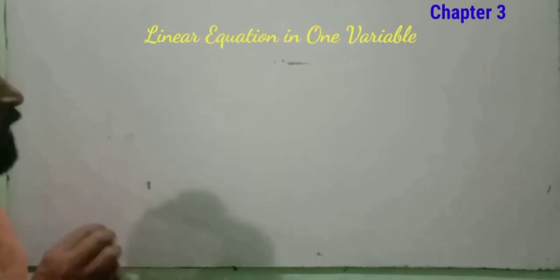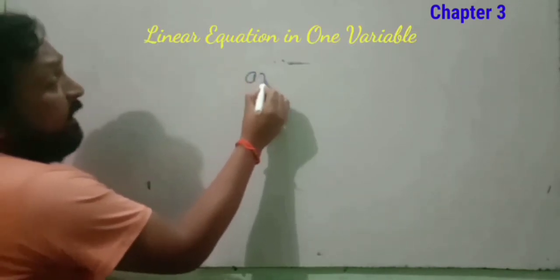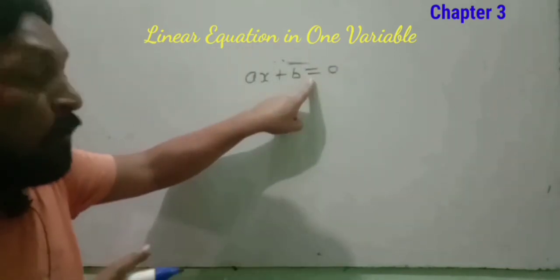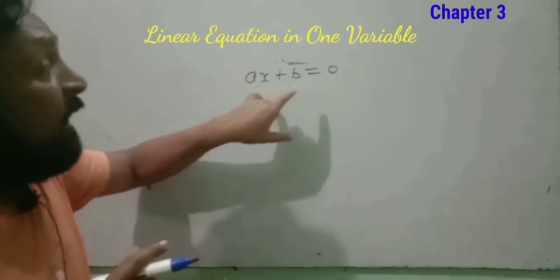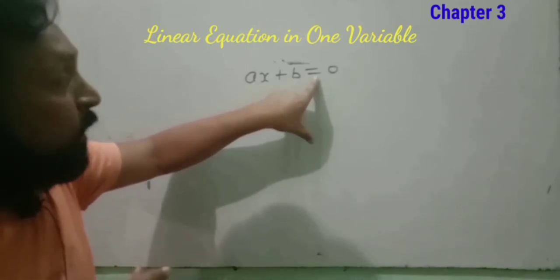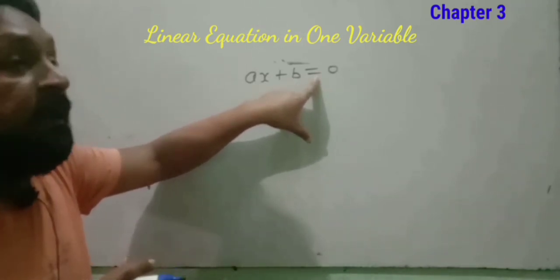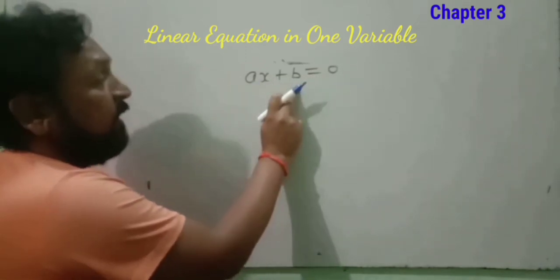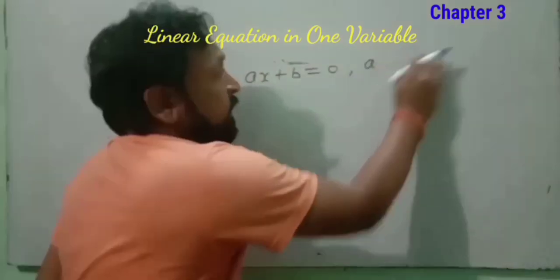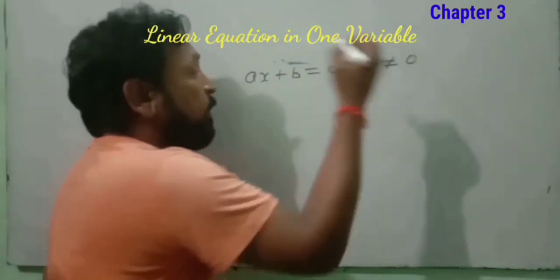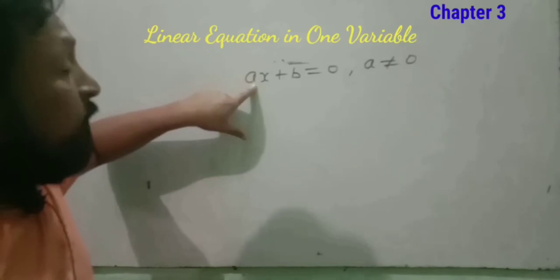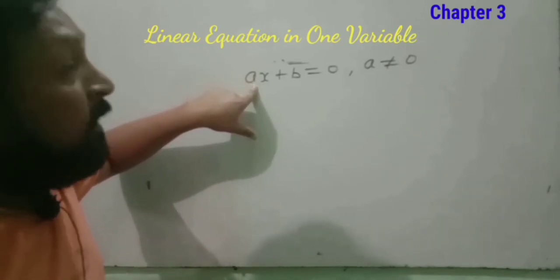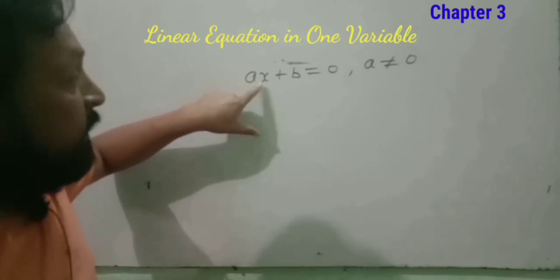A linear equation in one variable is ax plus b is equal to 0. I have used the word equation, not expression. Equation means any expression having the equality sign. x is the variable here, and a and b are constant values. Remember, a must not equal 0, because if a equals 0, then this equation will not be a linear equation in one variable, because the variable here is x.